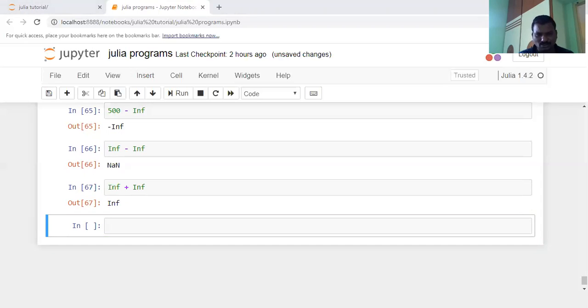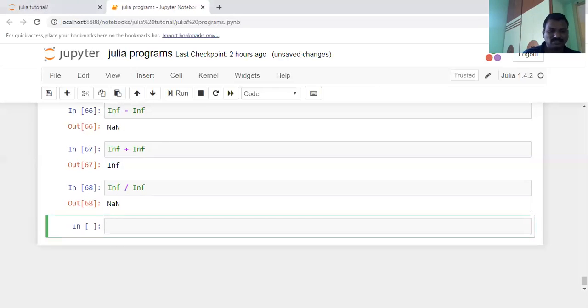Infinity times 0, or 0 times infinity, is not a number. Infinity divided by infinity is also not a number. 0 divided by infinity is not a number here either. That indicates 0 divided by 0.